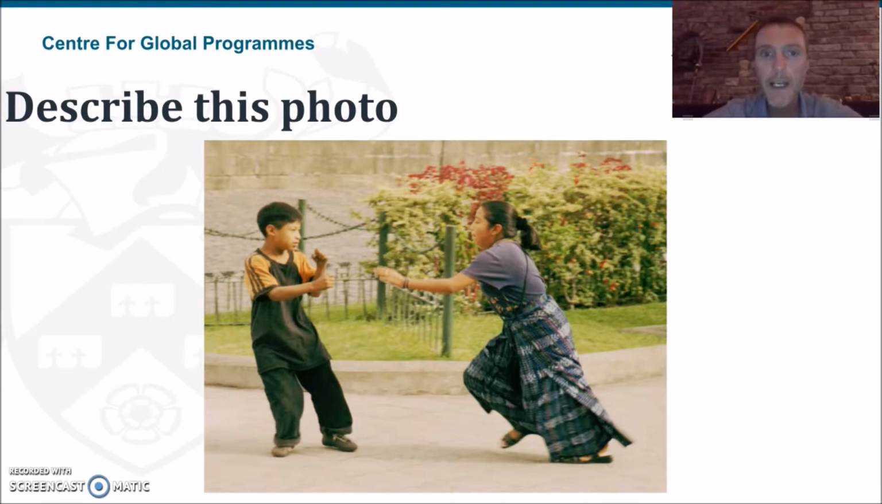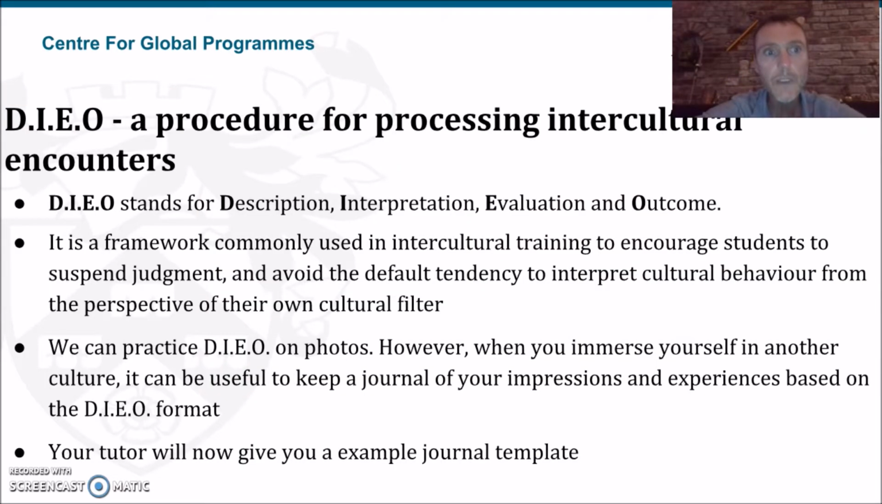They get so far in this, and you have to give them a little bit of a hand, but finally you describe what DIEO is. DIEO stands for description, interpretation, evaluation, outcome. So it's a framework commonly used in intercultural training to encourage students to suspend judgment and avoid the default tendency to interpret cultural behaviour from the perspective of their own cultural filter. So what happens is, when we're faced with a scene from a culture we don't quite understand, we don't know the rules, for example, we tend to jump in very quickly to interpretations and evaluations and therefore outcomes.